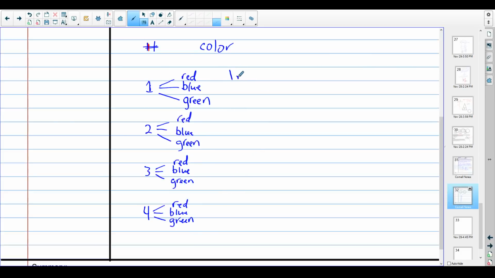So we have 1 red, 1 blue, 1 green, 2 red, 2 blue, 2 green, 3 red, 3 blue, 3 green, and 4 red.